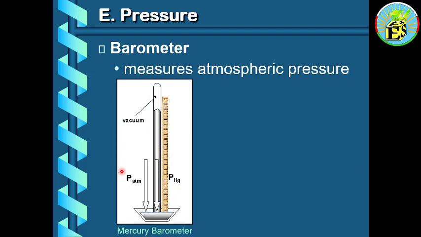We use many devices to measure pressure, like the barometer. The barometer measures atmospheric pressure. Atmospheric means the column of air between the level of water and the highest point in the atmosphere. The weight of this column of air equals 1 atmosphere, or 1 atmospheric pressure.